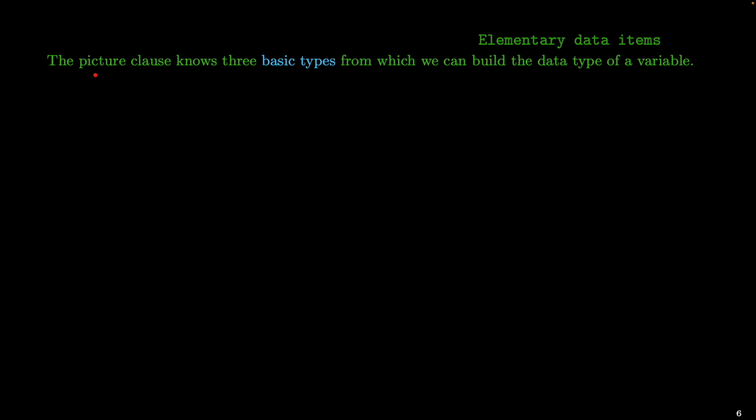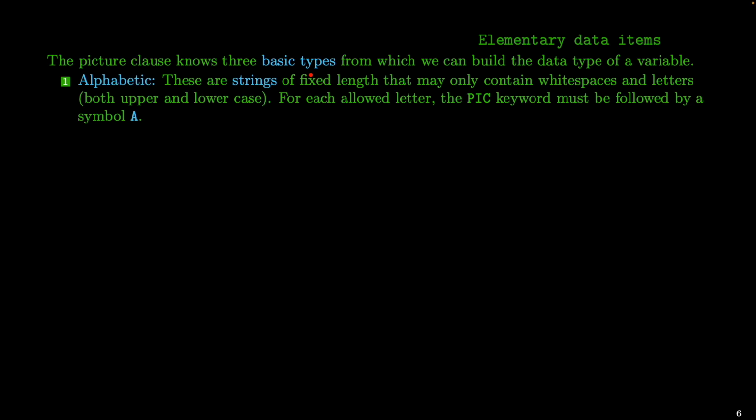The picture clause knows three basic types from which we can build up the data type of our variable. The first one is the alphabetic type. Here we use the symbol A. These are strings of fixed length that may only contain white spaces and upper or lowercase letters. For each letter that is allowed in our string, we have to follow the pic keyword by a symbol A. So if our string is supposed to have 4 letters, we have to use the letter A 4 times following pic.